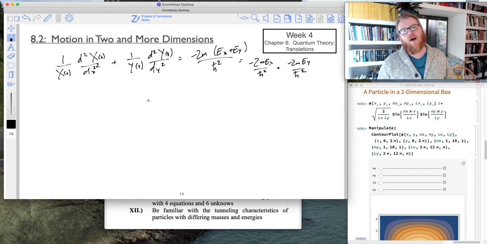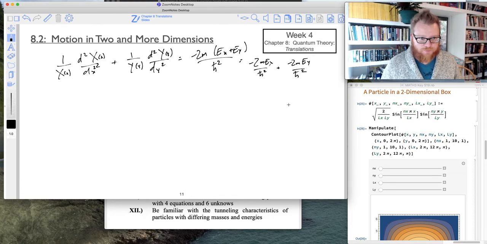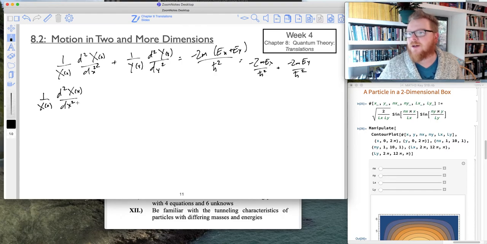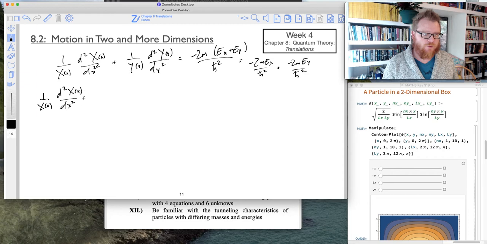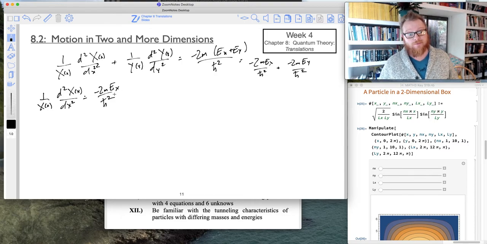And yes, if I take away the y value, then I effectively get 1 over X of x. And I'm able to ignore these values again by virtue of the properties of these partial derivatives, that I've separated the dimensions, okay? And so now that's just negative 2m Ex over h bar squared.